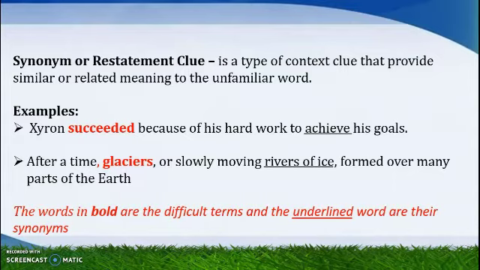The words in bold are the difficult terms and the underlined words are their synonym. In this example, the word succeeded is the synonym of the word achieve. In this example, the word glaciers is the synonym of the phrase rivers of ice.